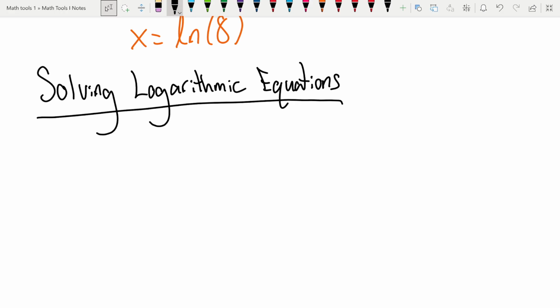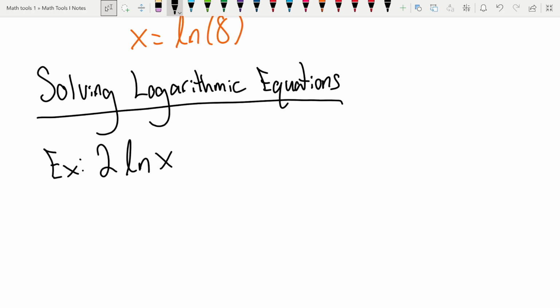So now we want to look at solving logarithmic equations. This is going to be pretty similar to solving exponential equations, except now the equations will have logarithms in them, naturally. But logarithms and exponents are kind of two sides of the same coin, so a lot of the techniques will be similar. As always, let's start with an example.